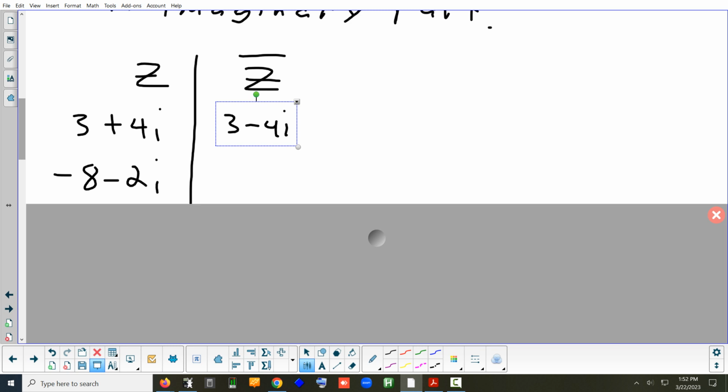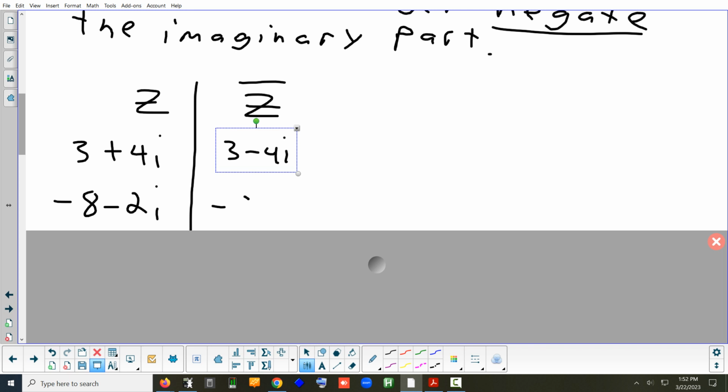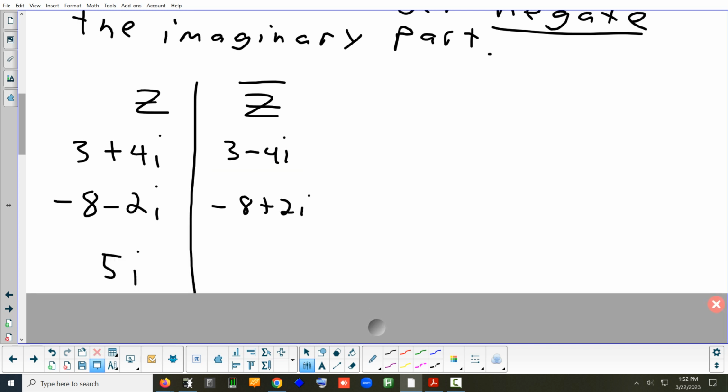How about that one? Negative 8 minus 2i. Negative 8 plus 2i. Okay, so remember, just change the sign of the imaginary part and leave the real part alone. So negative 8 plus 2i. How about 5i? Would just be negative 5i. Yep.